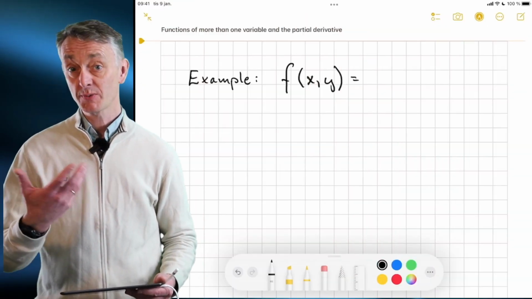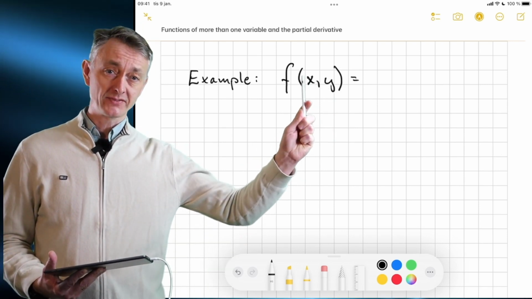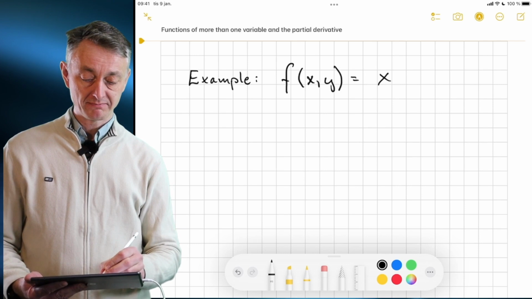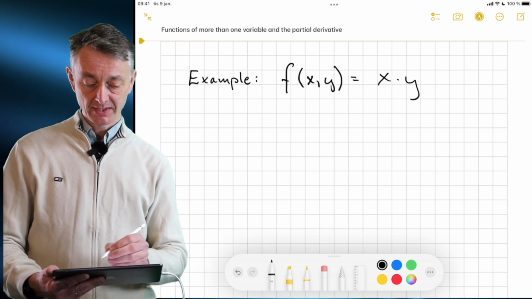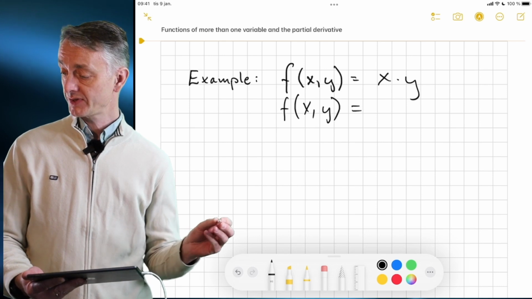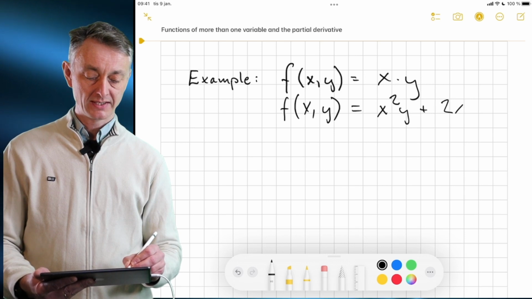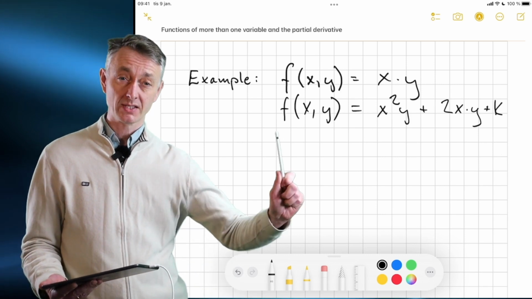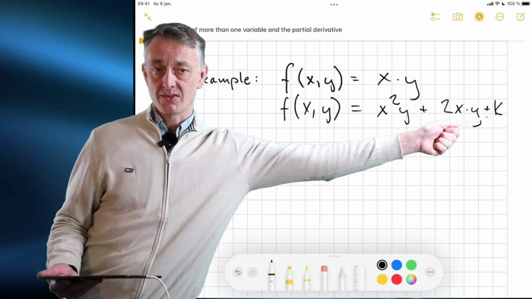So one super simple example here is a function of x and y. So this is a function of two variables. Let's assume it could be x times y. That's one super simple example of an equation. Another one could be f of x, y equal to x squared times y plus 2x times y plus k. That's also a function of two variables, x and y. And this k here is a constant, by the way.